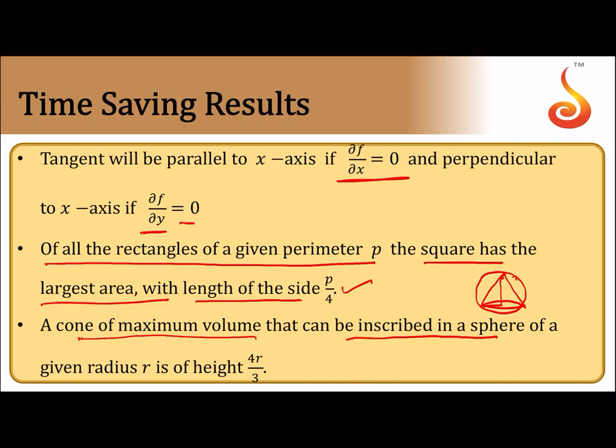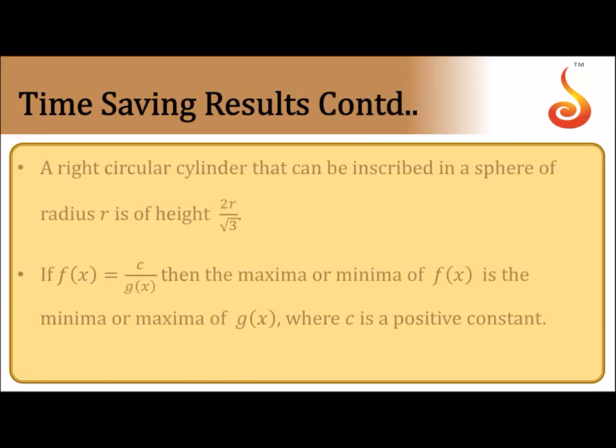A cone of maximum volume that can be inscribed in a sphere of radius r has height 4r by 3. Very important. This is the sphere given to you, and this is the cone given to you. So for the cone of maximum volume that can be inscribed in a given sphere of radius r, the height will be 4r by 3. It's a very important result.